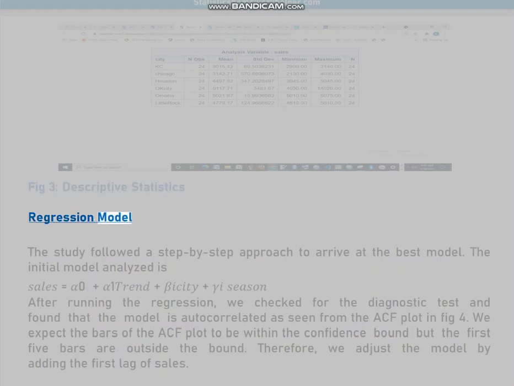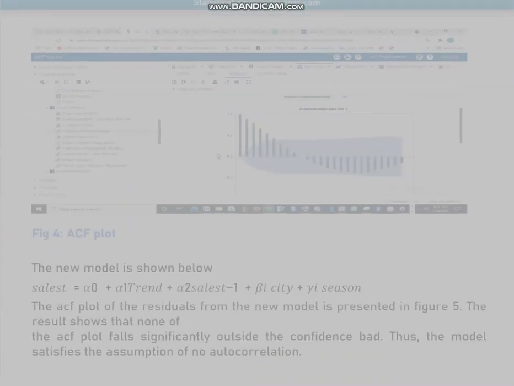Regression Model. The study followed a step-by-step approach to arrive at the best model. The initial model analyzed is y equals beta 0 plus beta 1 times trend plus error. After running the regression, we checked for the diagnostic test and found that the model is autocorrelated as seen from the ACF plot in Fig 4. We expect the bars of the ACF plot to be within the confidence bound, but the first 5 bars are outside the bound. Therefore, we adjust the model by adding the first lag of sales. Fig 4, ACF plot.